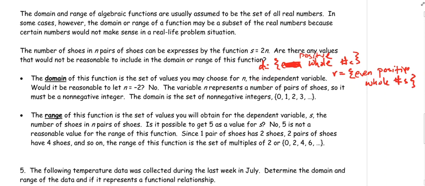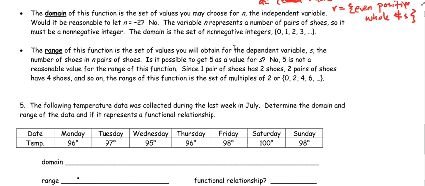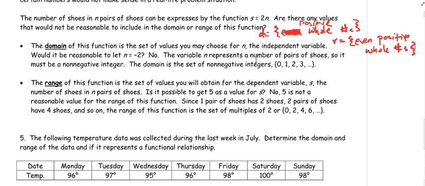The domain of this function is the set of values you may choose for n, the independent variable. The variable n represents the number of pairs of shoes, so it must be non-negative. The domain is the set of non-negative integers. Okay? And you can't have decimals. That's why they're using the word integers. I just decided to write whole numbers. The range of this function is the set of values you will obtain for the dependent variable s, the number of shoes. Is it possible to have 5 as a value of s? No. We talked about how we can't have odd, since one pair of shoes has 2 shoes, and so on. So it's like even positive numbers.